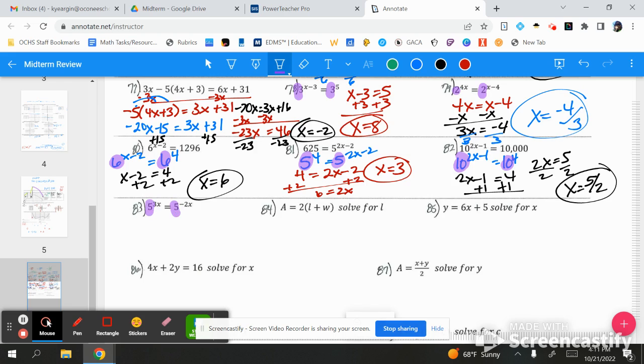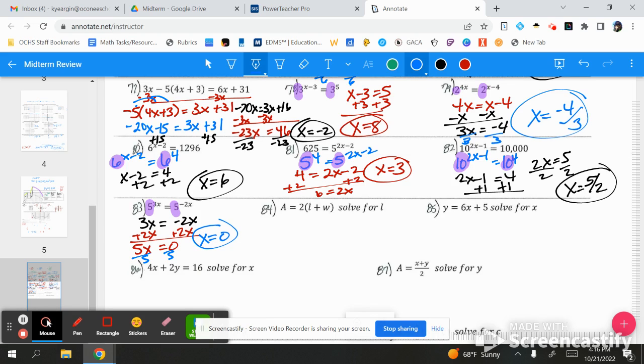83, my bases are the same. I see here that my bases are the same, so I just want to take my exponents. 3x is going to equal negative 2x. I want to get my x's on the same side. So I add 2x to each side. 5x equals 0. Divide each side by 5. So x will equal 0. And that is completely fine for that to happen.